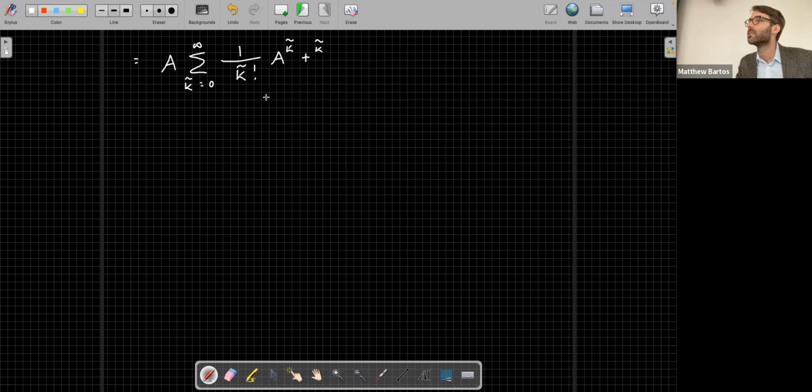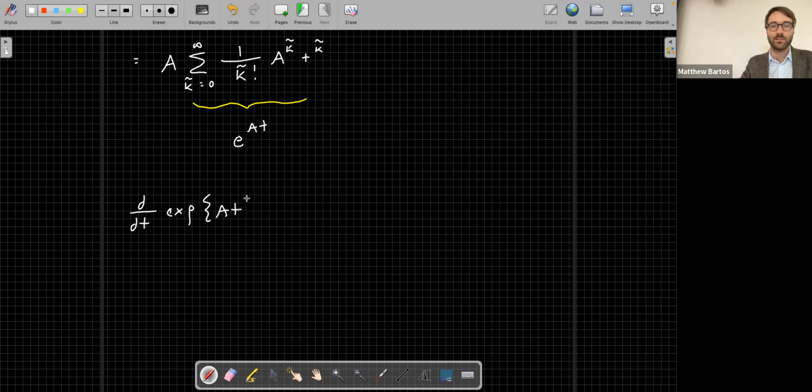What is this equal to? Right. So it doesn't matter what index we are summing over. All that matters is that we're summing this expression from k tilde from 0 to infinity, right? So this expression inside this sum becomes the matrix exponential e to the at. So if we go back to our original equation, d by dt of the matrix exponential is equal to a times the matrix exponential.